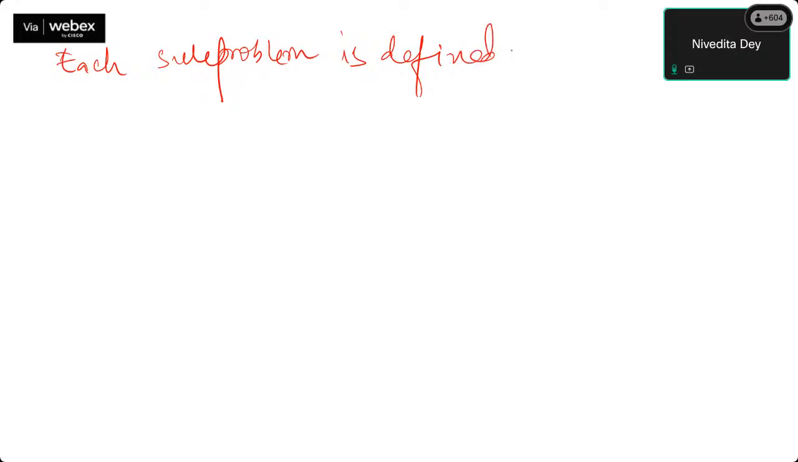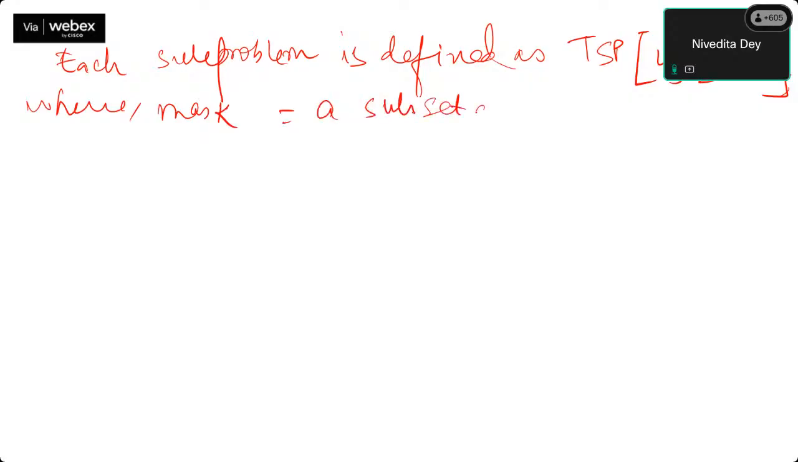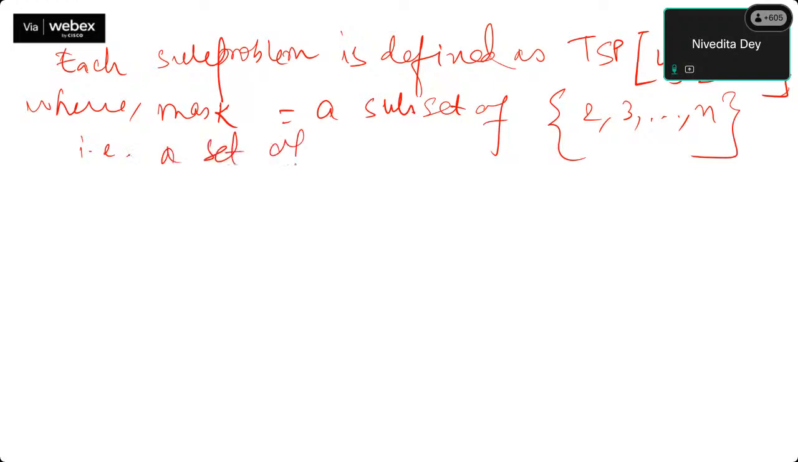Now, each subproblem is defined as, say, TSP U mask, where mask is a subset of 2, 3 till n, that is a set of all vertices excluding the starting vertex.